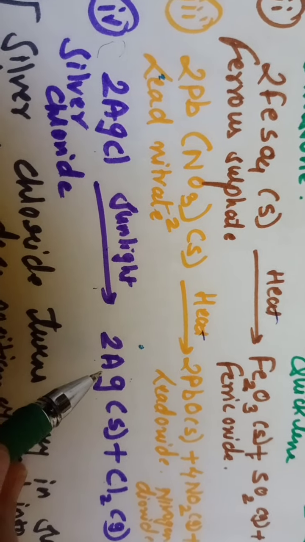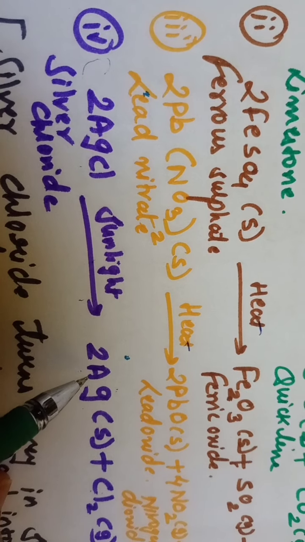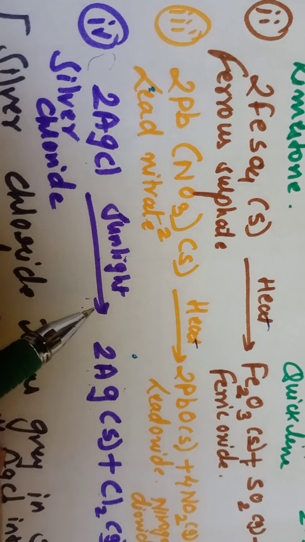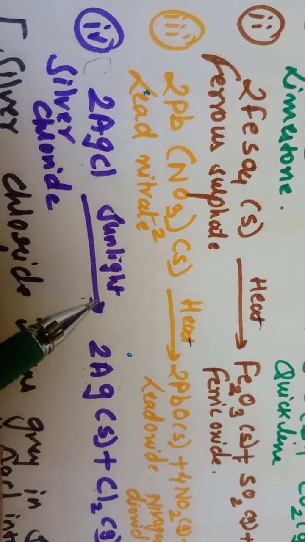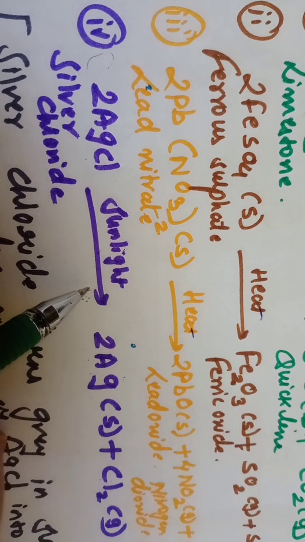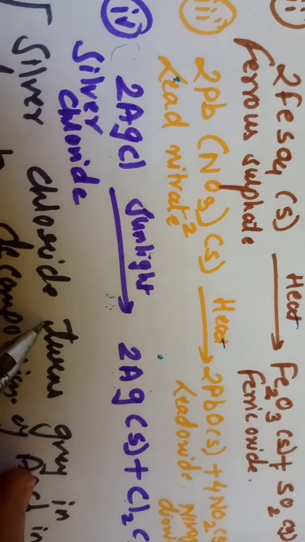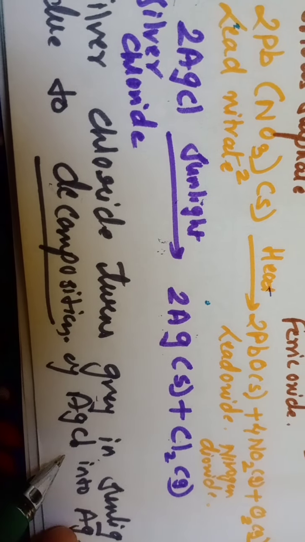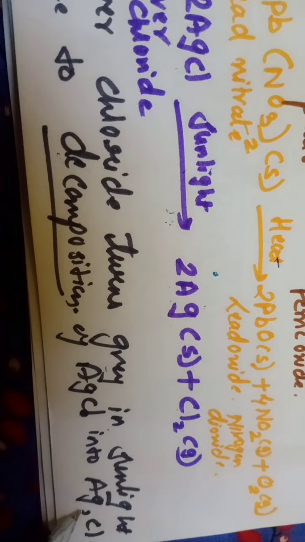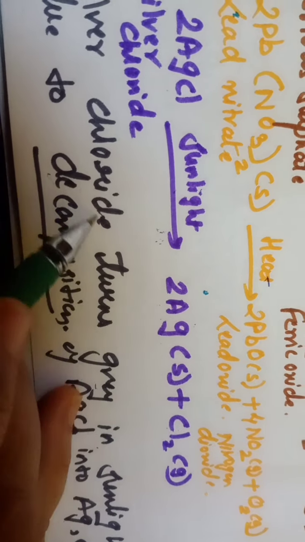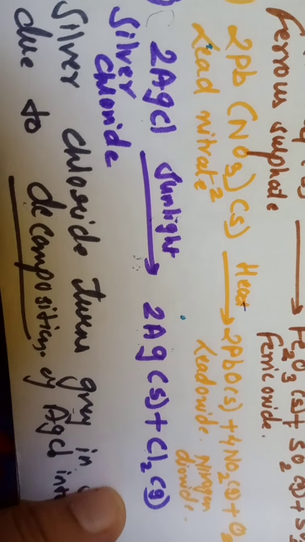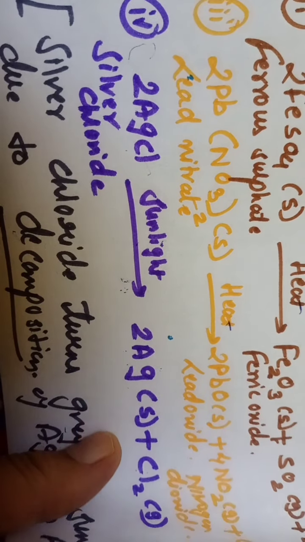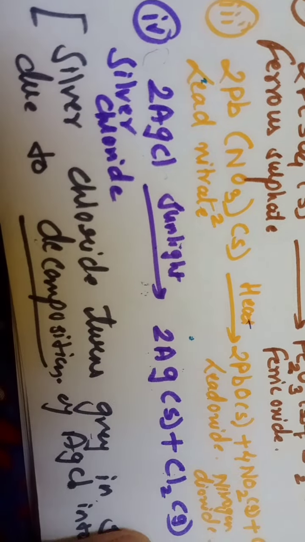When decomposition is carried out in presence of sunlight, such reactions are known as photolytic decomposition. Note down, dear students, this reaction is a type of photolytic decomposition. Here silver chloride turns gray in sunlight due to the decomposition of AgCl into silver, Ag, and chlorine. Note down, this is an important point. This is photolytic decomposition, which is a very important reaction for your exam. Please note down, dear students.